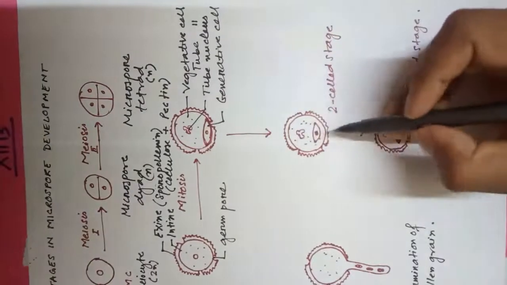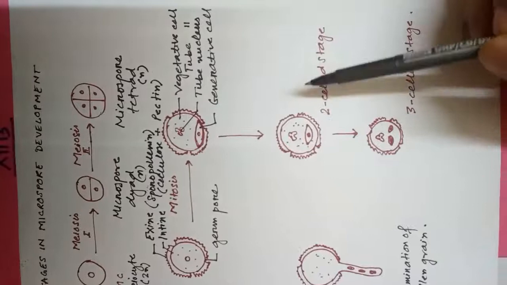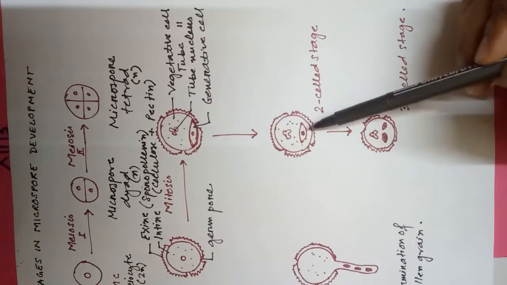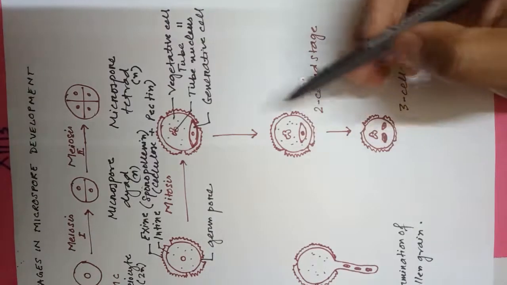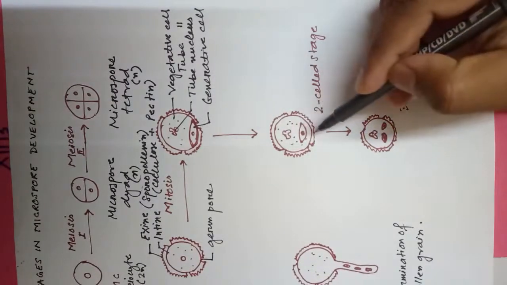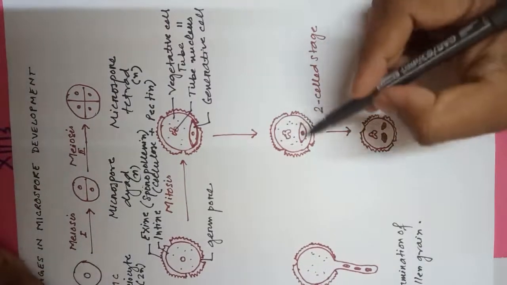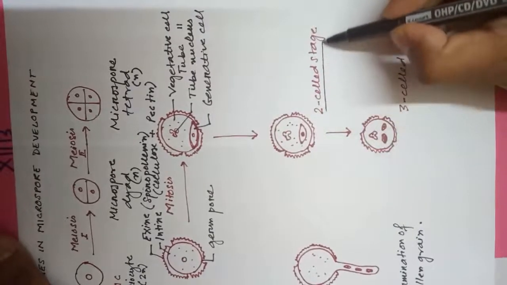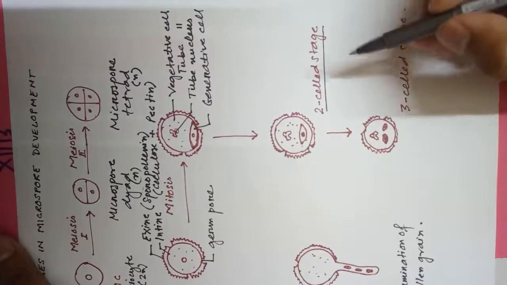Now look at this diagram. Here you can see the difference between this diagram and this diagram. I hope you have noticed. In this diagram you can find the generative cell floating in the cytoplasm of the vegetative cell. The generative cell, which was earlier attached at the bottom, is now floating in the cytoplasm of the vegetative cell. Such a condition of a microspore or a pollen grain is called two-cell stage.